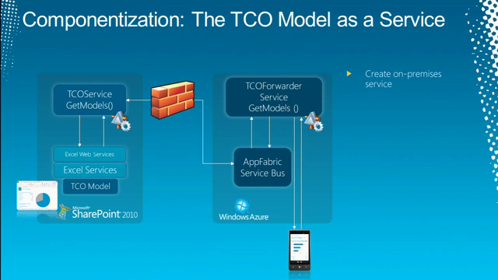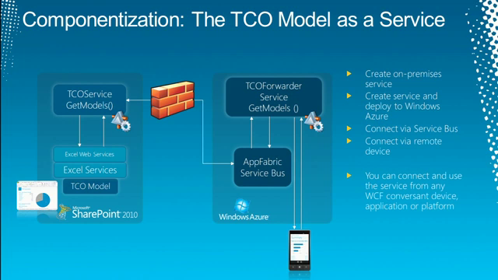So what are my steps? Create an on-premises service, create a service and deploy it to Windows Azure. I have those two services talking to each other through the App Fabric service bus on Windows Azure to navigate my firewall hierarchy, my firewall scenarios. And then I can connect to my back-end services with any device that can talk out to my WCF service in Azure.